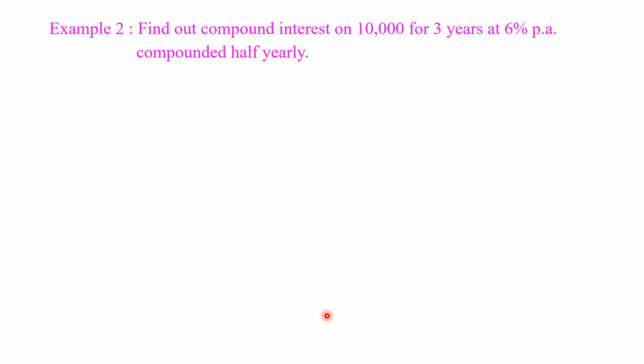Example number 2. Find out compound interest on rupees 10,000 for 3 years at 6% per annum, compounded half yearly. In the last problem, we saw compounded yearly, and in this problem we have to see compounded half yearly.